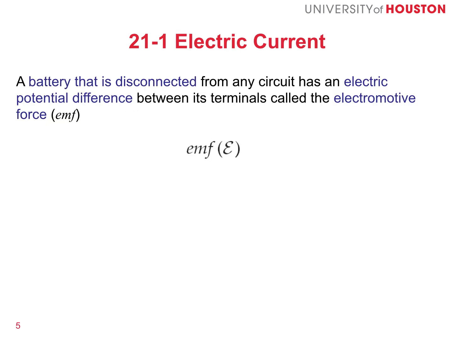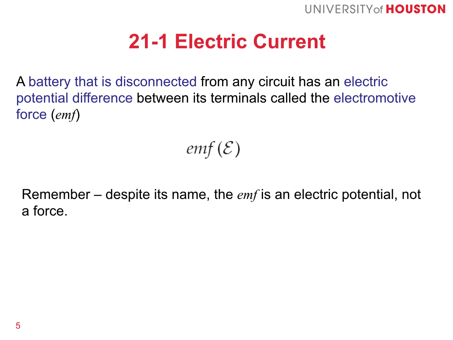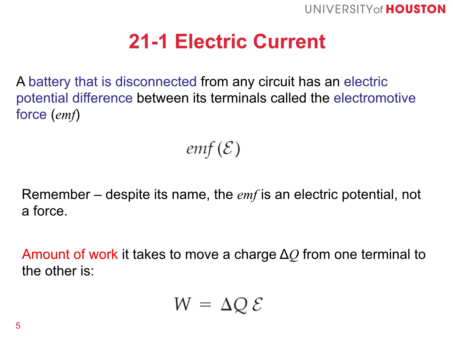A battery that is disconnected from any circuit will have this electric potential difference that we talked about in the previous slide. This is often referred to as an electromotive force. We represent it by the letter E. But despite its name, it really is an electric potential. The role of the force comes in because it can be used to move charge around a circuit. The amount of work it takes to move charge, which we can represent by delta Q, will be equal to delta Q times the EMF.